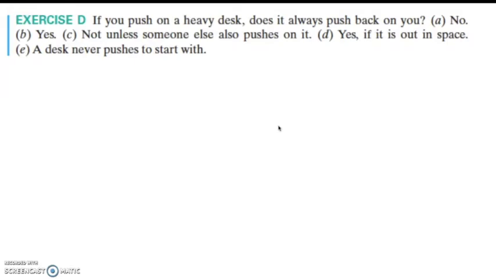Part D, if you push on a heavy desk, does it always push back on you? And the answer is B, yes, for sure. It's just if you want it to move, you have to apply more force to the ground to get that thing to move.